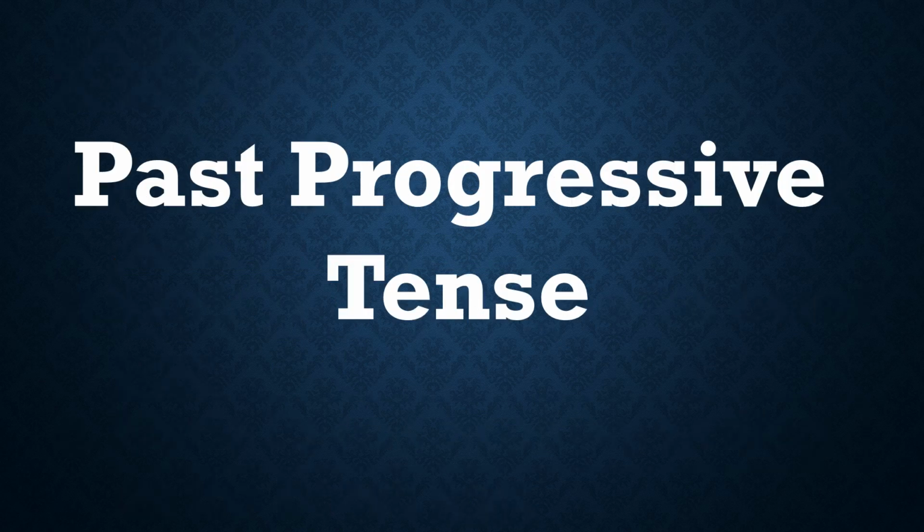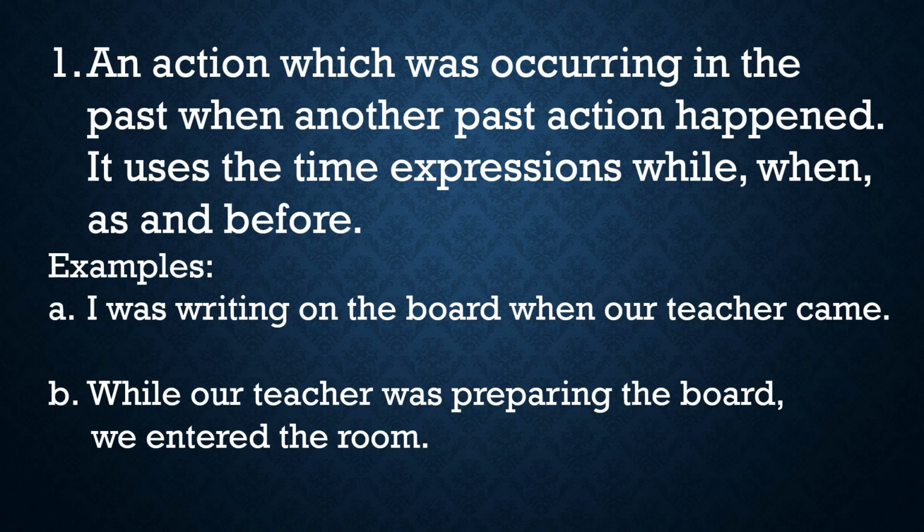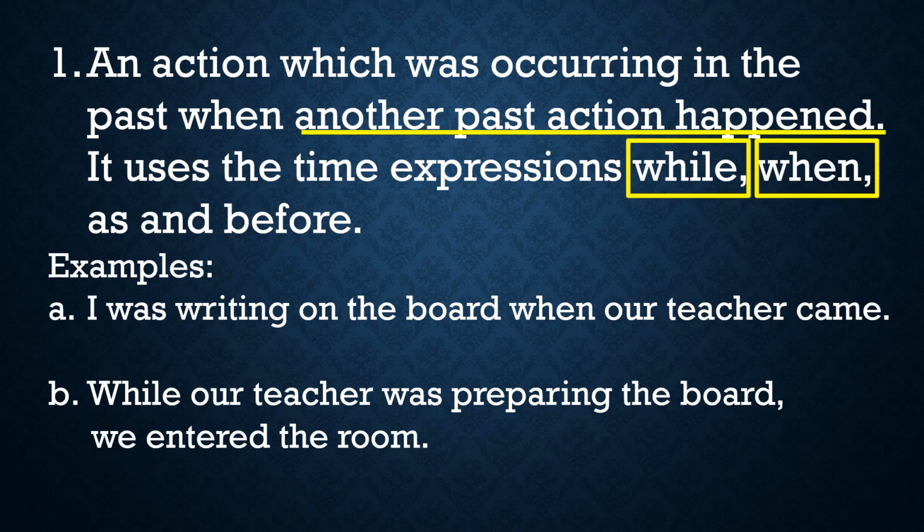Very good. Now let's proceed to the past progressive tense of verb. In composing sentences with past progressive tense of the verb, there are rules that you are going to consider. First, an action which was occurring in the past when another past action happened uses the time expressions while, when, as, and before.